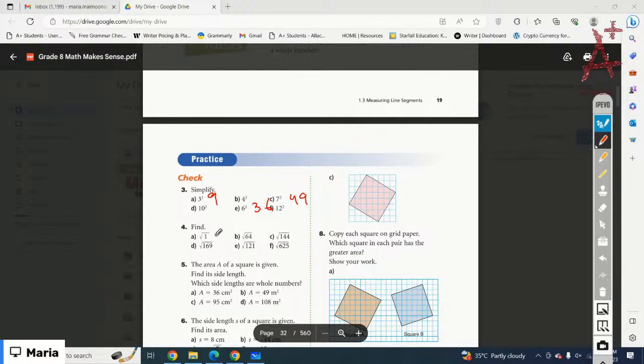This one, you have to calculate the square roots. Square root of 1 is 1. The square root of 64 is 8. The square root of 169 is 13. And the square root of 121 is 11.